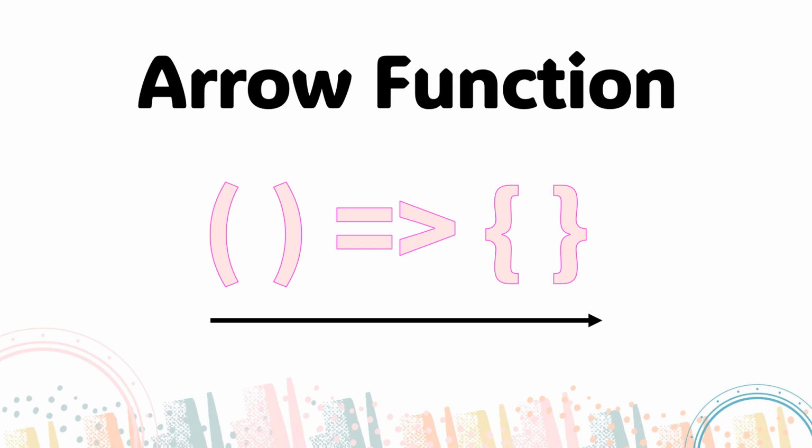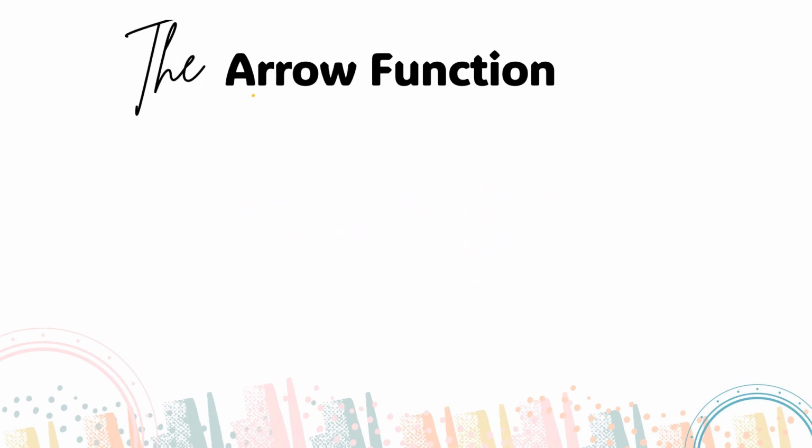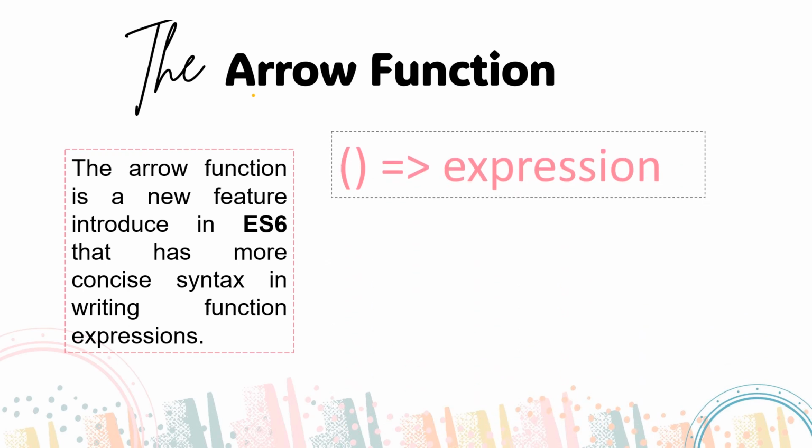This video talks about the arrow function in JavaScript. The arrow function is a new feature introduced in ES6 that has more concise syntax in writing function expression. So here is the syntax: open and close parentheses, and then equal sign, the arrow, and the expression.